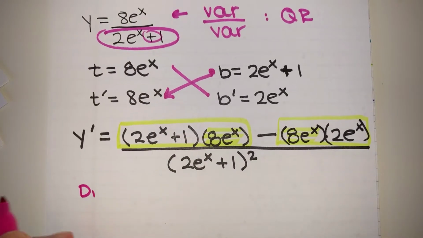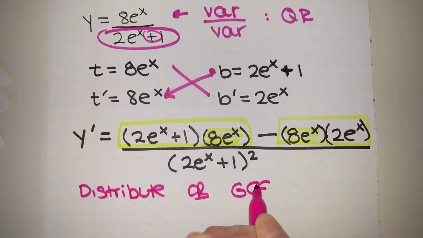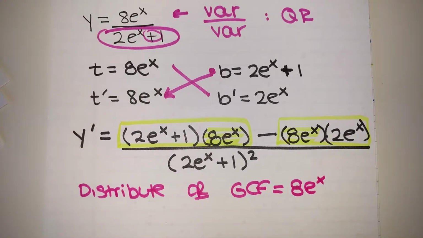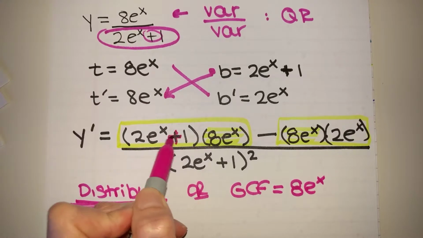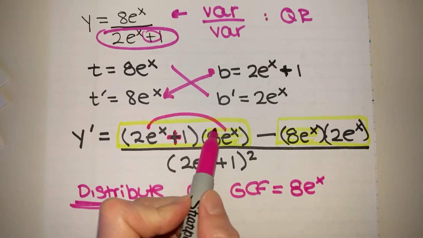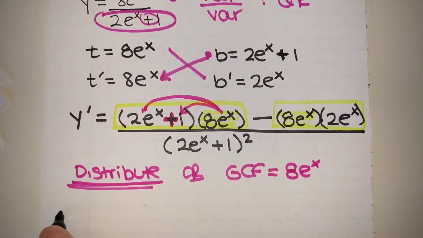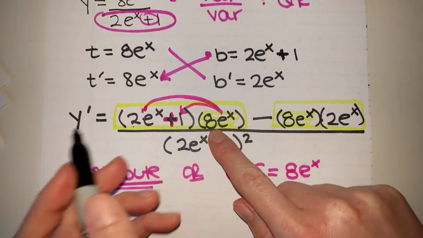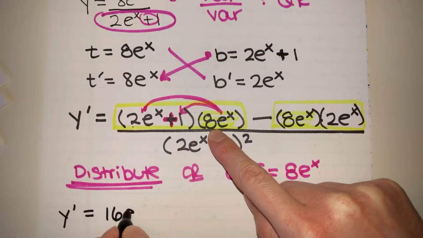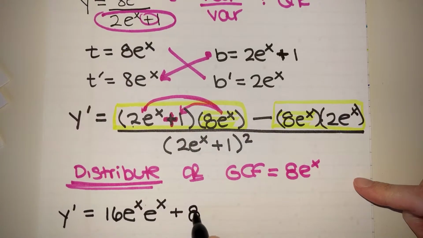So you have a decision about whether you want to distribute or factor out the GCF. And our GCF in this case is 8e to the x. But I want to show us how we would distribute this. So because of this plus sign, I would have to distribute the 8e to the x to each term. So I would distribute here, and I would also distribute to the plus 1. So that would become 2 times the 8, giving us 16 e to the x times another e to the x, plus 1 times the 8e to the x.